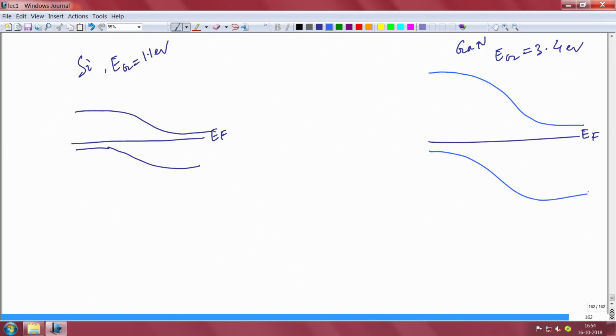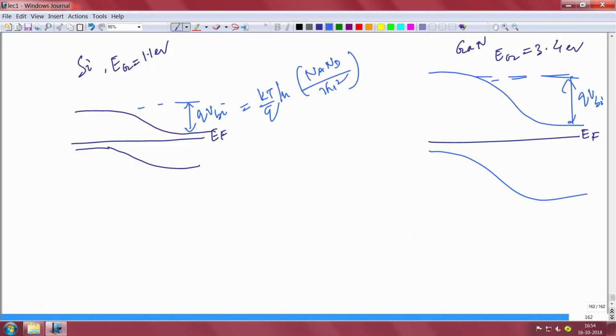like that. So of course the built-in potential, qV_bi, I had mentioned, is equal to kT by q ln of Na Nd by ni squared. So if the doping is the same, then ni for gallium nitride is much lower. So that's why your built-in potential is much higher. This built-in potential scales roughly as the band gap. So if your band gap is large, then the built-in potential also will be large. Please keep that in mind.